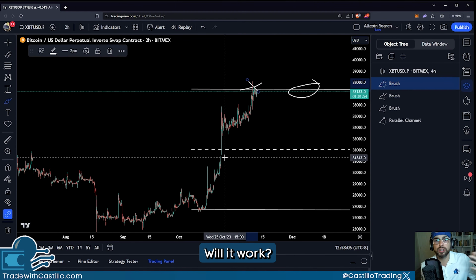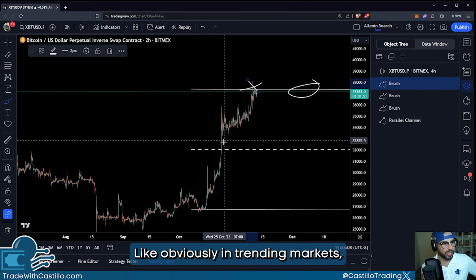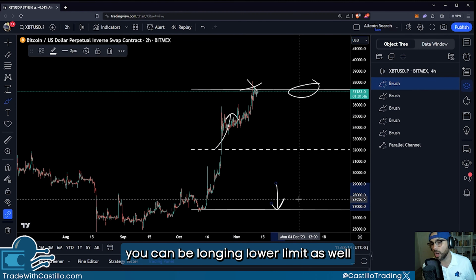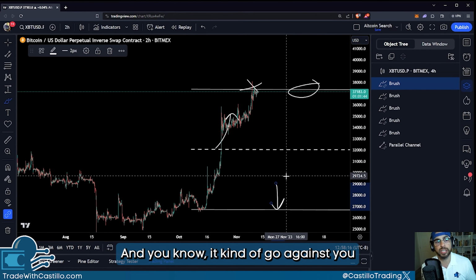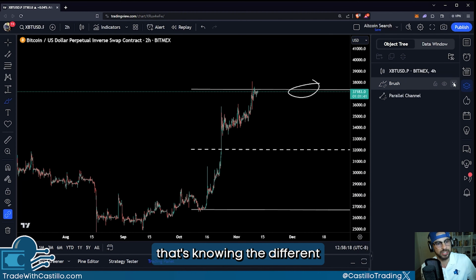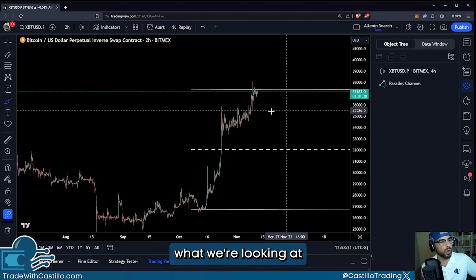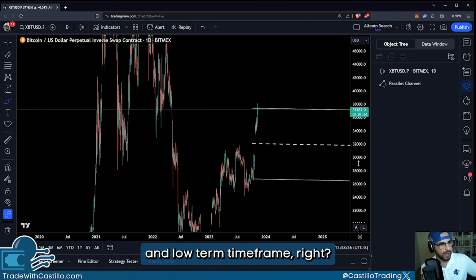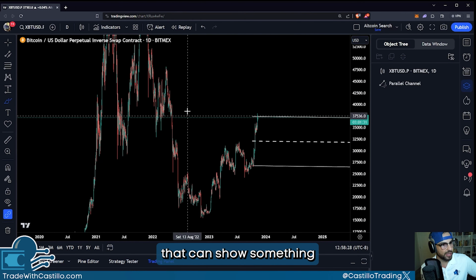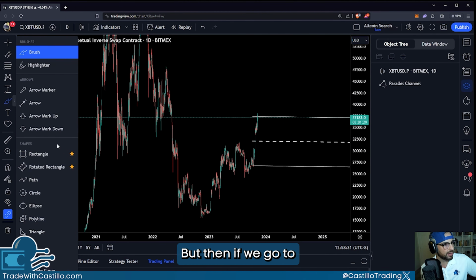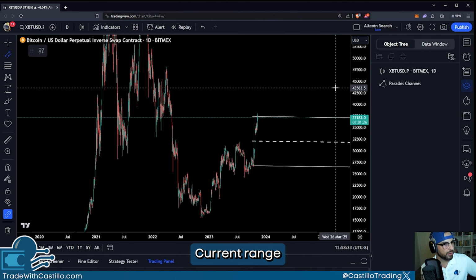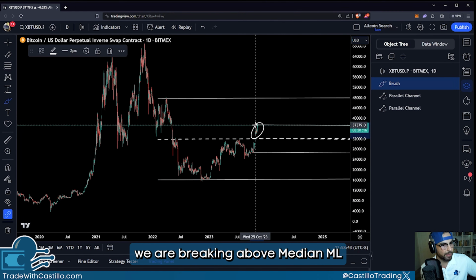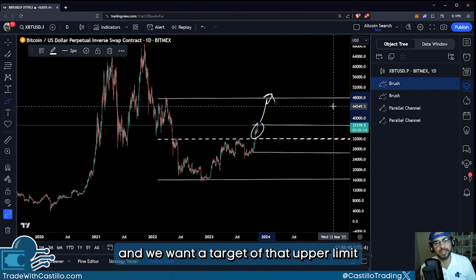Now, will it work sometimes? For sure, right? Obviously in trending markets, you get impulse moves higher, and even when you drop, you can be longing lower limit and it can go against you. But at the end of the day, that's knowing the different time frames of it, right? You've got to know what we're looking at as far as medium term time frame, high term time frame, and low term time frame, right? Because this is something that can show something that's overextended. But then if we go to a higher term time frame current range, this is also showing that we are breaking above median ML, and we want a target of that upper limit.